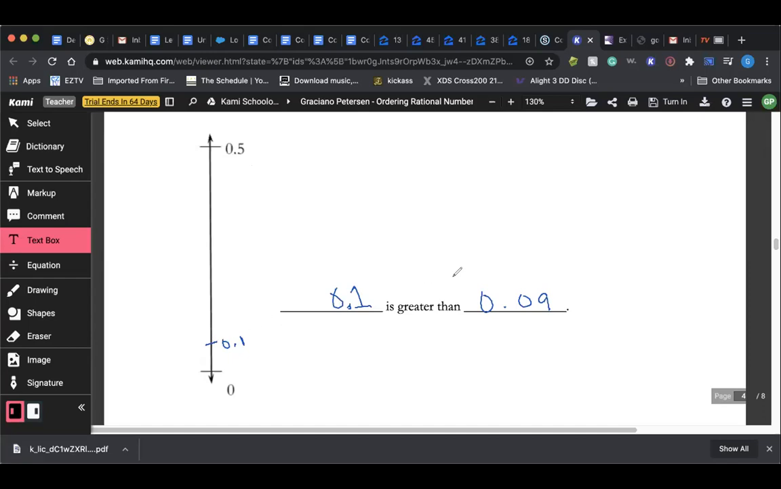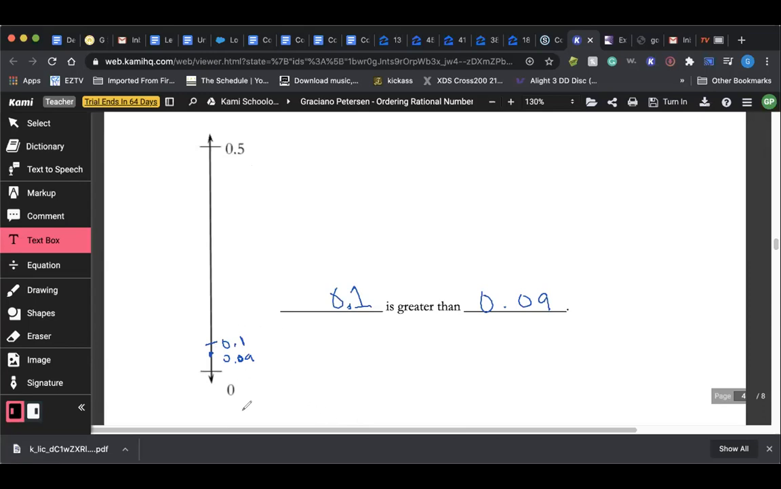0.09. Where does that go? Doesn't that go before the 0.1? Aha, oh yeah, 0.09 should go before because it's less than, right? So it should go right next to it, right? 0.09. They're very close in value. 0.09 and 0.1, they're very close in value. So that should go right about there.